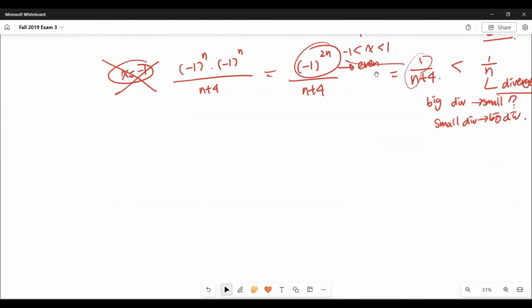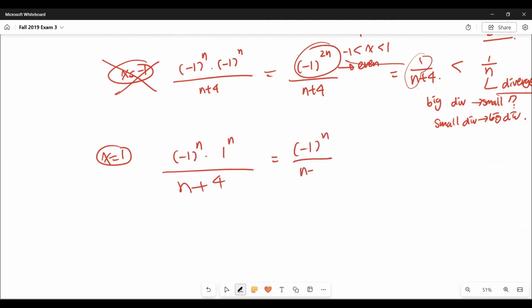So let's get x equals 1. This will be negative 1 to the nth power times 1 to the n over n plus 4, which is the same as negative 1 to the nth power over n plus 4. Since the sign is alternating, we can use AST, the alternating series test. If you plug in 1 over n plus 4, the limit as n goes to infinity is 1 over infinity, which is 0. So the first condition is met.